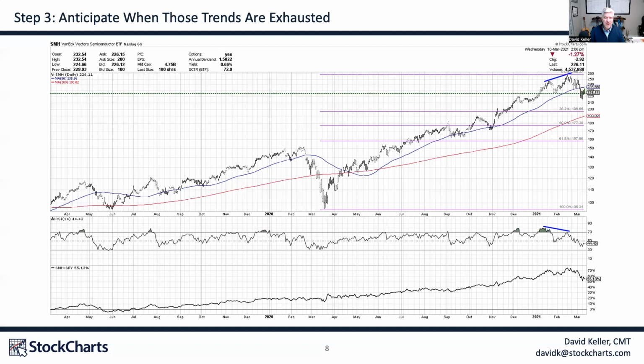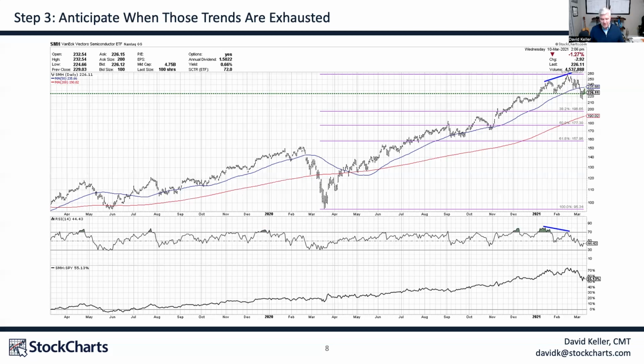Soon after, if you know what happened, as these things sort of chopped around, this is when some of the cyclical sectors really started to perform well in the first into the second quarter, and semiconductors started to perform pretty poorly. So the idea here is that three-step process. Step one, identify trends. Step two, follow those trends. Step three, anticipate when those trends are exhausted. And these three charts using the SMH in 2020 and 2021, I think illustrate those three pieces pretty well.